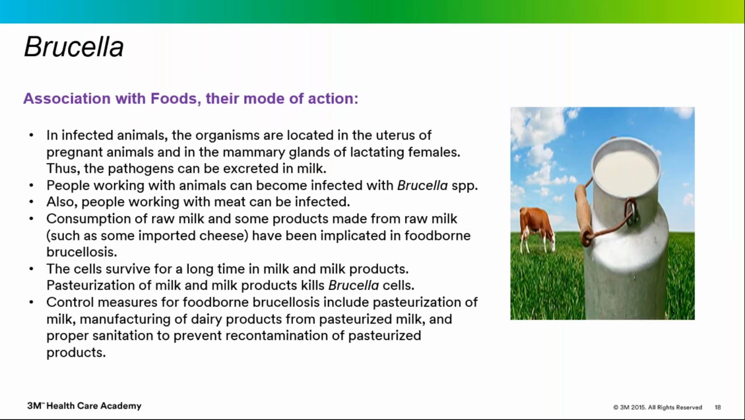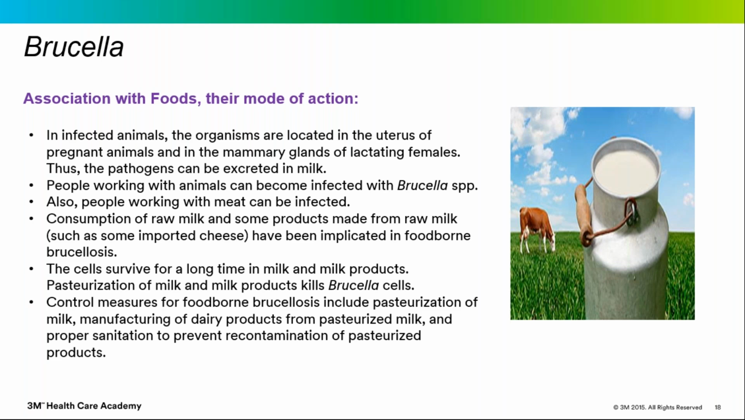Coming to the association with the foods and their mode of action. In infected animals, the organisms are located in the uterus of pregnant animals and in the mammary glands of lactating females. Thus, the pathogens can be excreted in milk. People working with animals can become infected with Brucella species. Also, people working with meat can be infected.